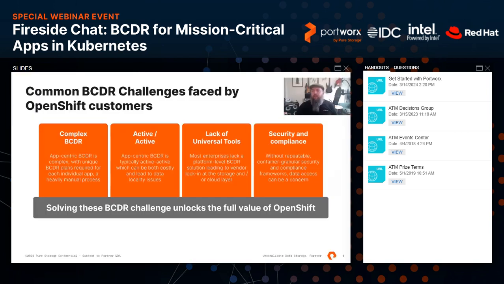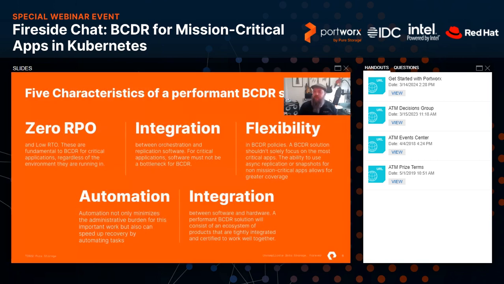Well, talking a little bit about what the challenges are, let's move on to what the characteristics of a performant BCDR solution are. Sure, and I think the first point there is probably the most important. If you want it to be a performant BCDR solution, then the implication is that we're looking at 0 RPO, low recovery time. Since the idea is that you're going to be using this for your most critical applications, this is pretty much non-negotiable. So the 0 RPO, low RTO.